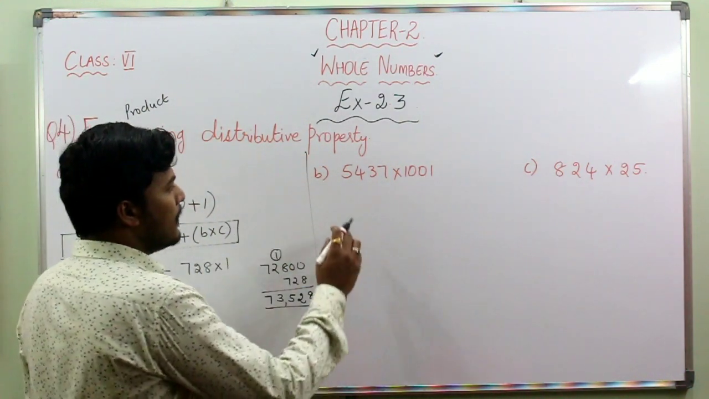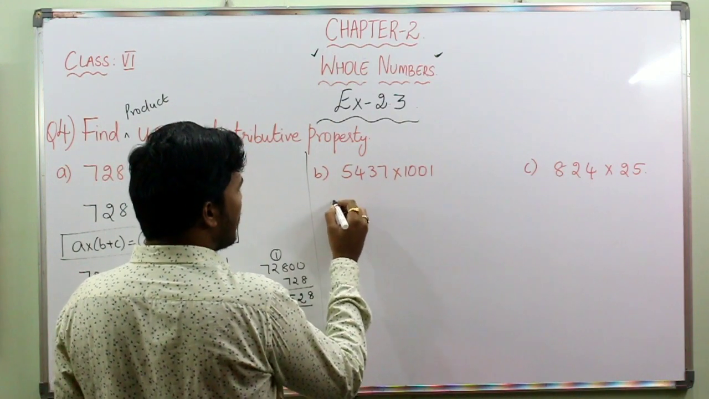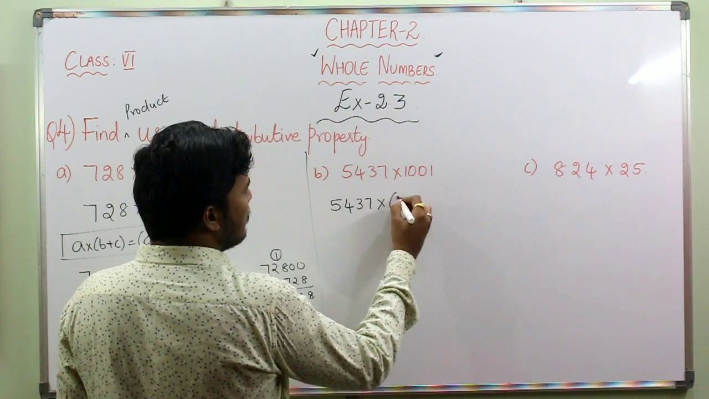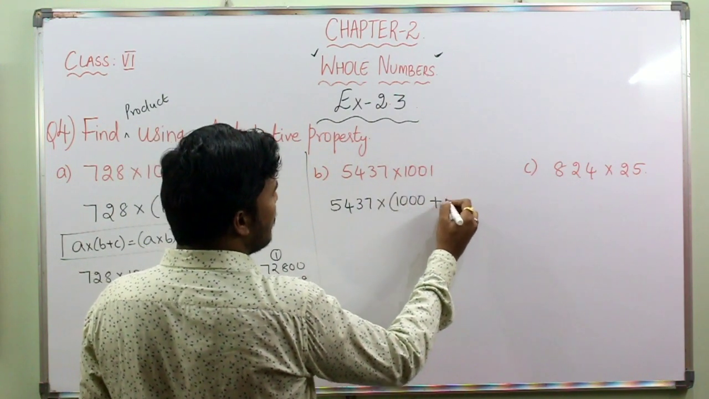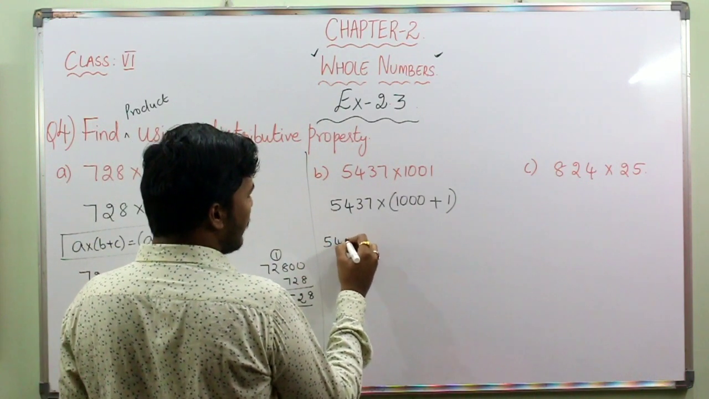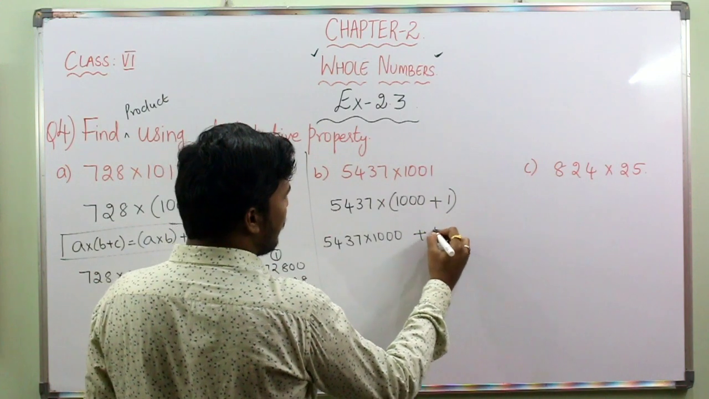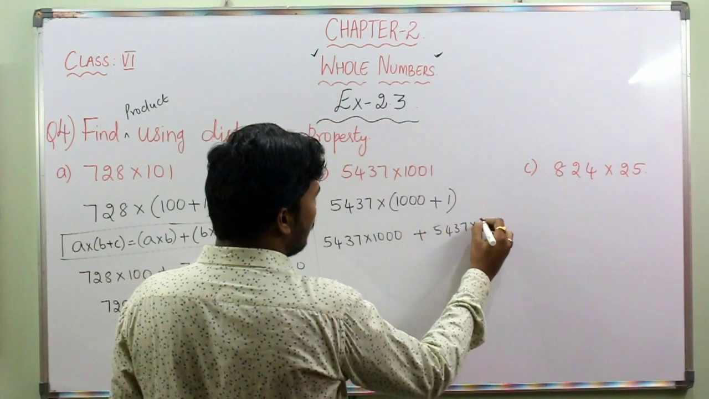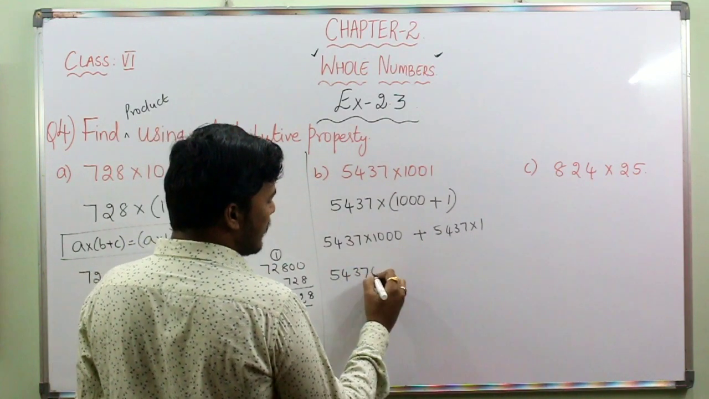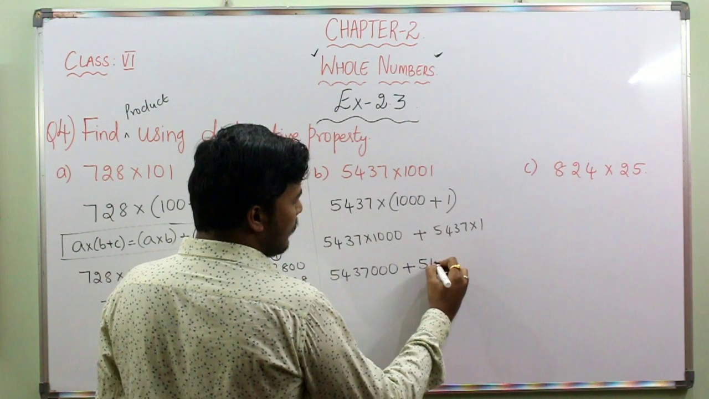Now the second number is 5,437 into 1001. So we can write it as 5,437 into, I am writing this as 1000 plus 1. Again here, distributive property, with that 5437 into 1000 plus 5437 into 1. So this will become 5437, as we have 3 zeros, add 3 zeros to this number, plus 5437.